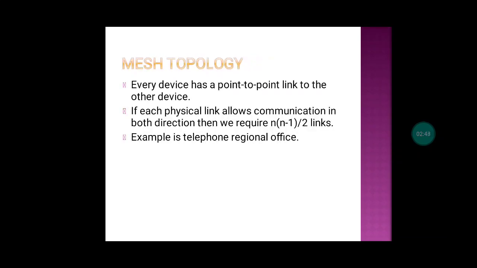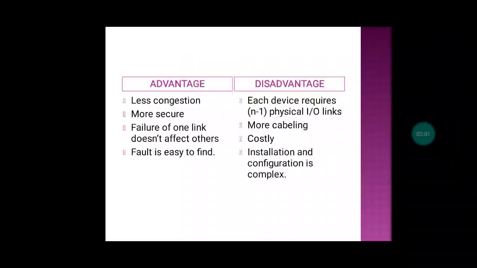An example is the telephone regional office, where the different pieces of equipment are connected to each other. The same is the arrangement in the mesh topology. We can see certain advantages and disadvantages of mesh topology. Advantages include less congestion, because we have an end-to-end connection, so there will not be any congestion in the network. It is also more secure.